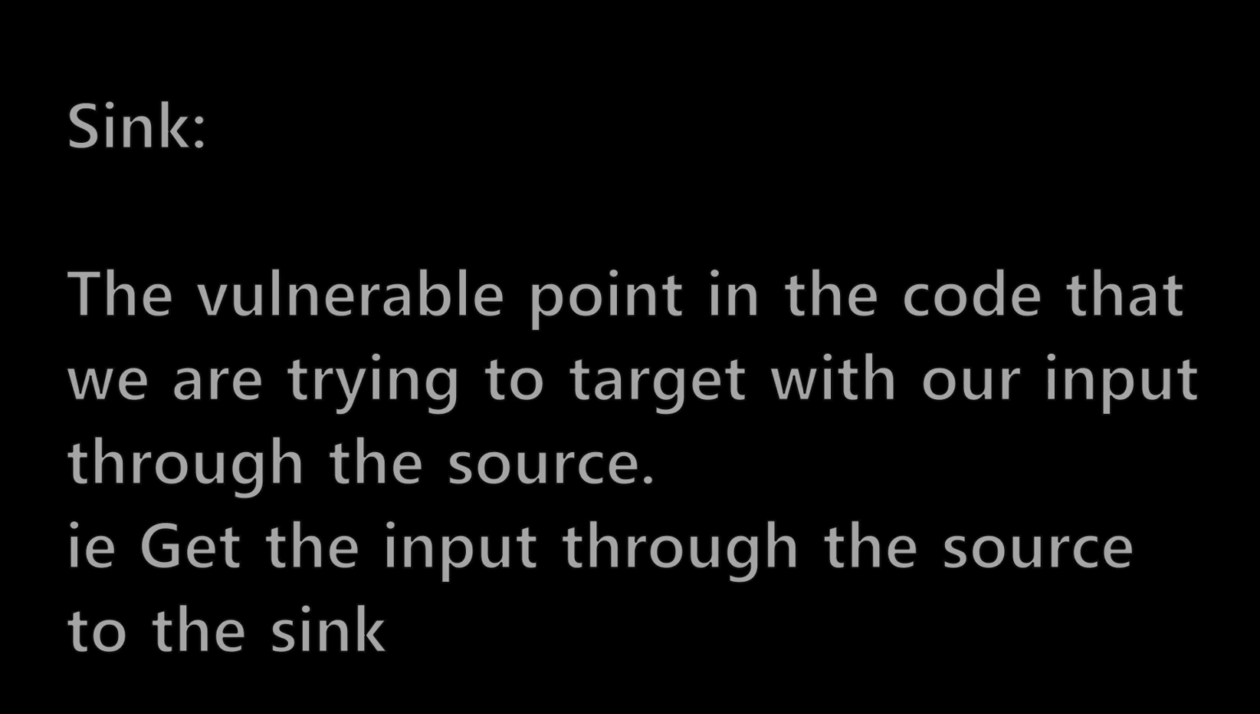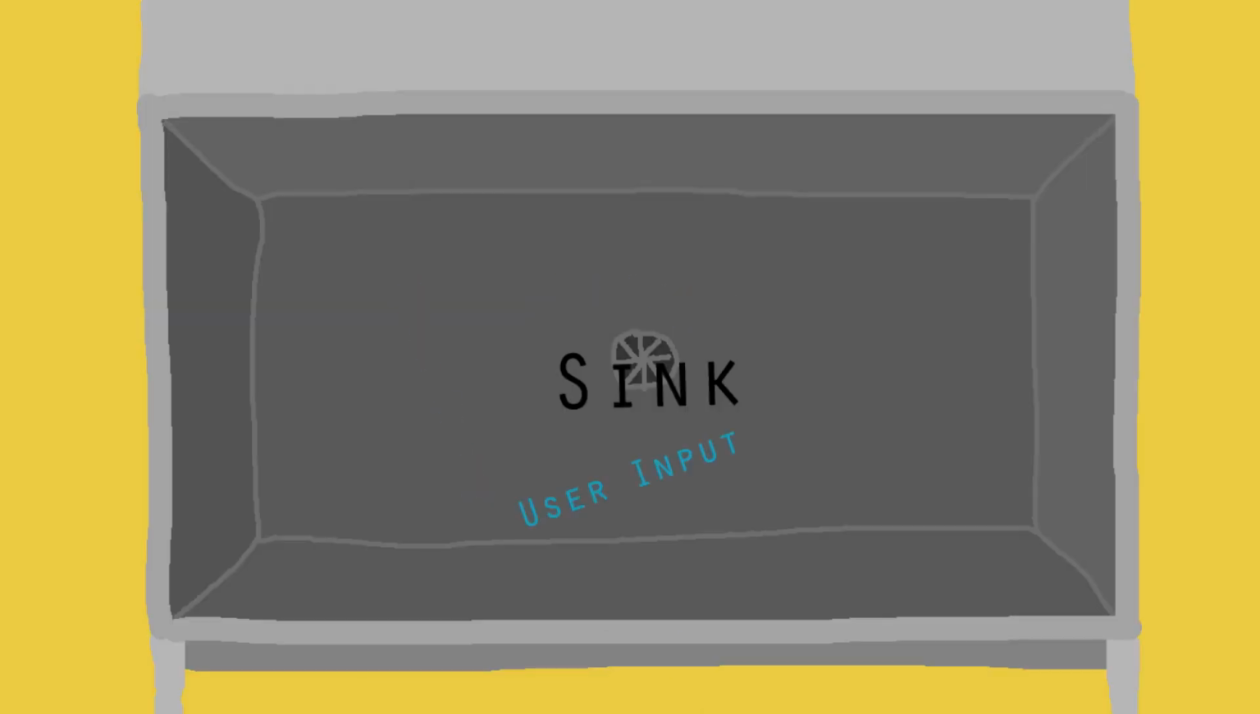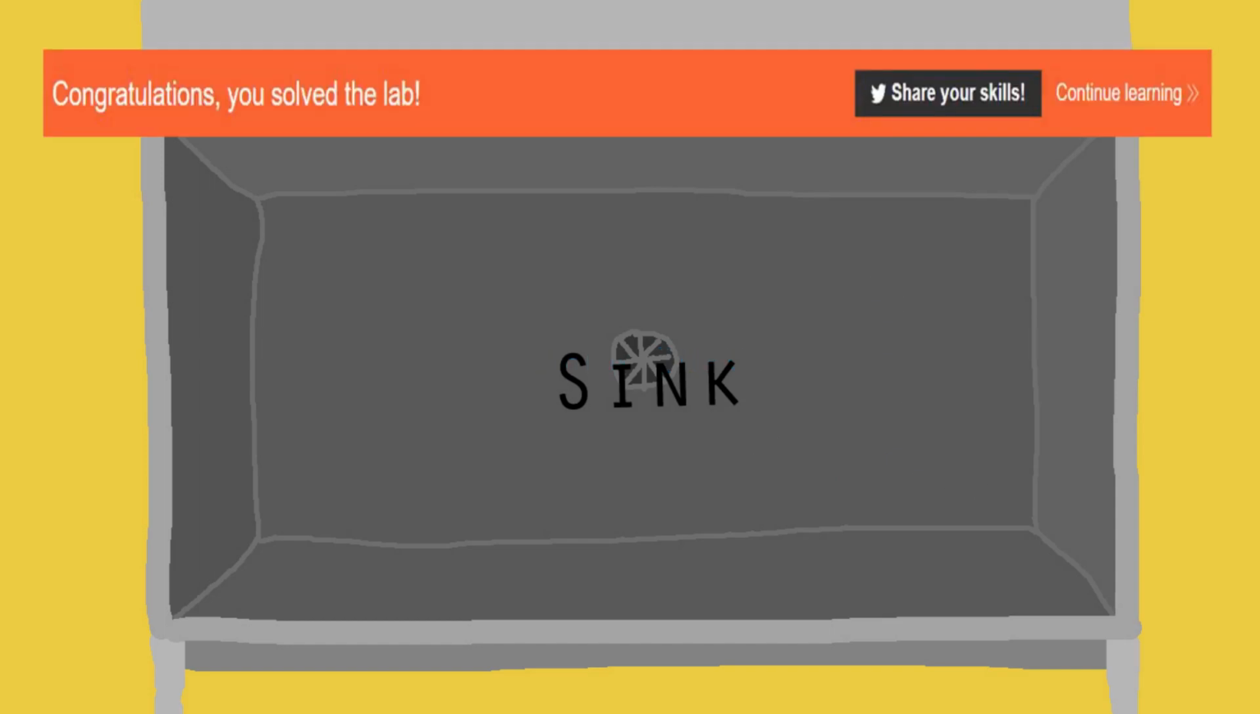In an analogy, think of the source as the faucet, pouring water, which is our malicious input, into the sink, which catches all the water and directs it to one point. That one point is where the exploit is happening.